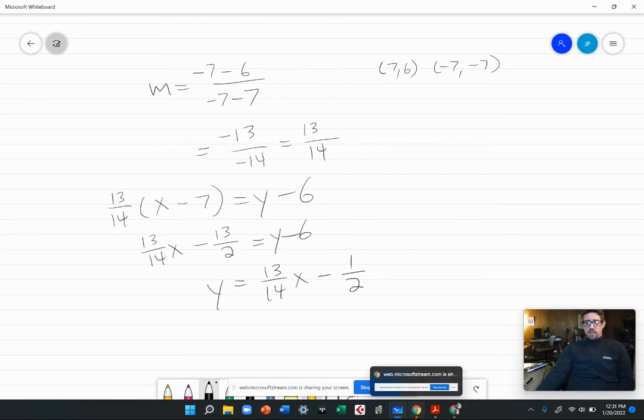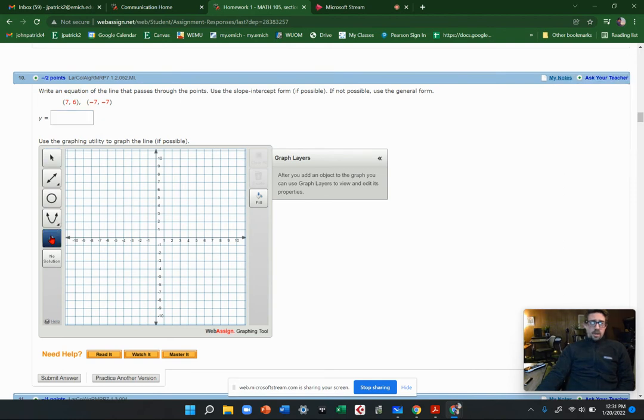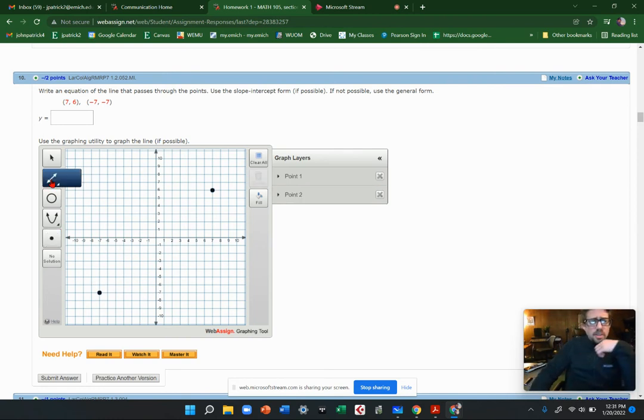And there's a couple ways to graph that line. The easiest way in this case is to just graph the 2 points. So if you go here to make a point and go and graph, okay, (7, 6), you kind of got to look closely, and (-7, -7). So that's that. And then you can just click on the 2 points.